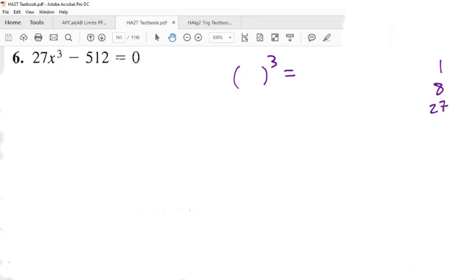If I cube 4, what do I get? 64. If I cube 5, what do I get? 125. And usually at this point we're good, but this is 512, so I want to keep going to see if we get somewhere. What is 6 cubed? So we had 216. And then what is 7 cubed?